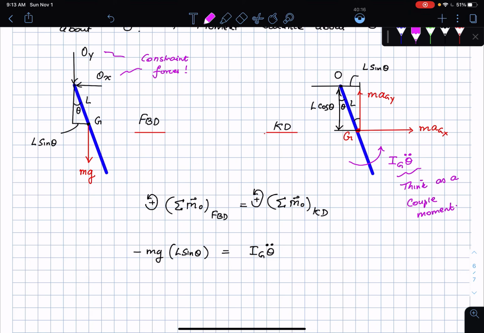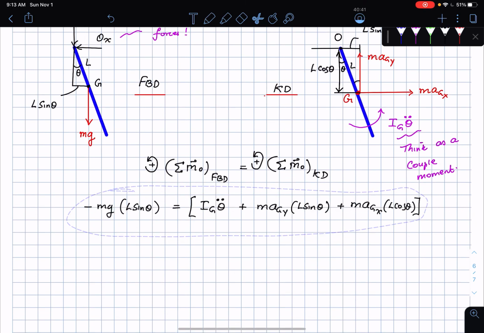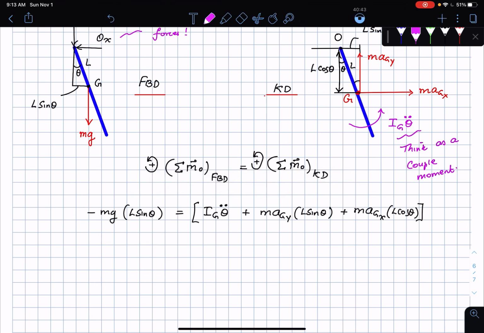And then I'm going to have contributions from M AGY and M AGX. Look at that. They both produce counterclockwise rotations. So this is M times AGY times the distance of L sine theta, and I'm going to have M times AGX times L cosine theta. So this is the moment balance that I have when I'm doing the moments about the point O. These are all on the free body diagram, and these are all coming from the kinetic diagram.